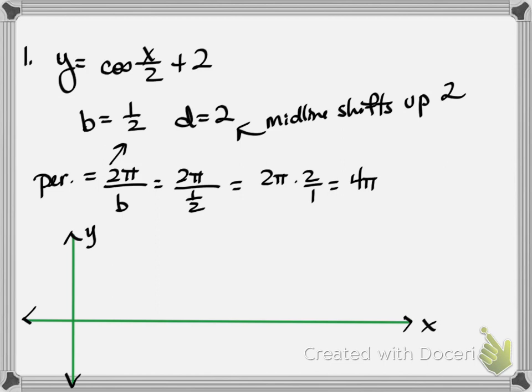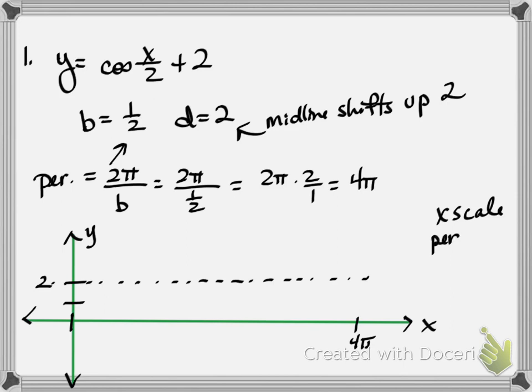So the first thing I'll do is my midline shift. So our whole midline has been moved up to positive 2. And then I'm going to sketch the period from 0 to 4 pi. I forgot to do the x scale, but it's the period divided by 4. So it's 4 pi divided by 4. So we're going to count by pi's.